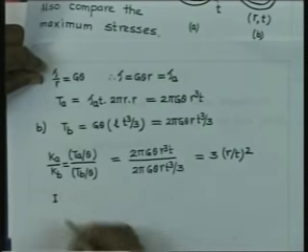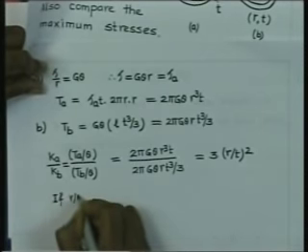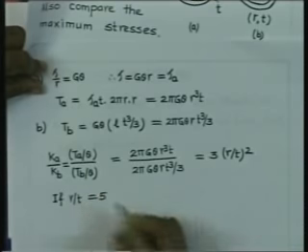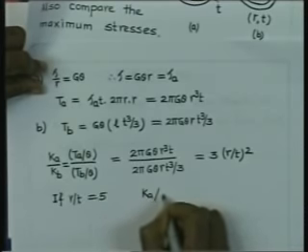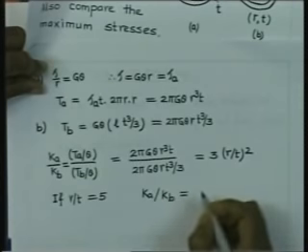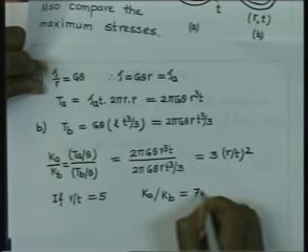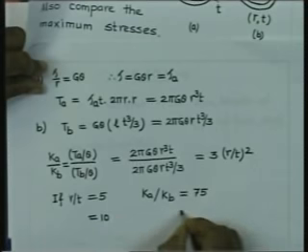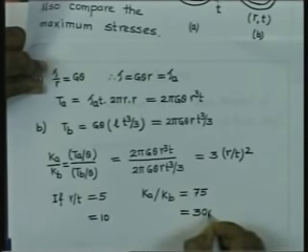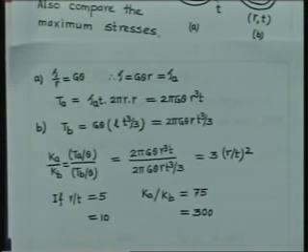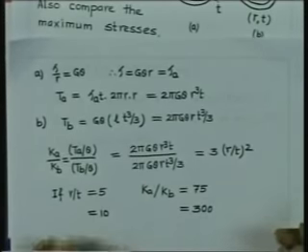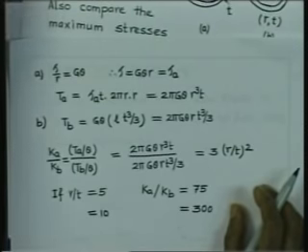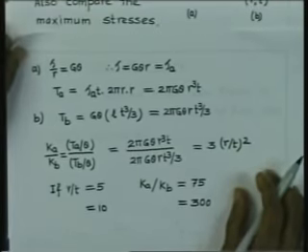Let us get the numbers. If r by t is equal to 5, then the stiffness ratio K A by K B is equal to 75, and if this ratio is 10, then this ratio is going to be 300. So, look at this: if we make the section open, the stiffness changes substantially. The stiffness of the closed section is much higher compared to that of the open section.